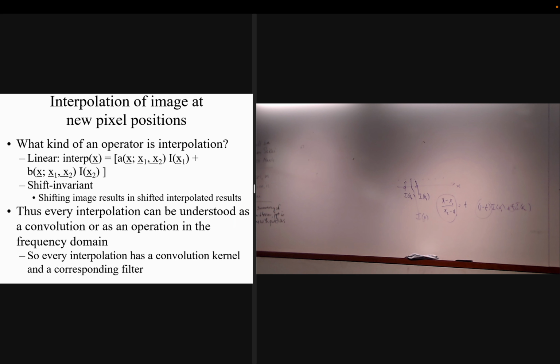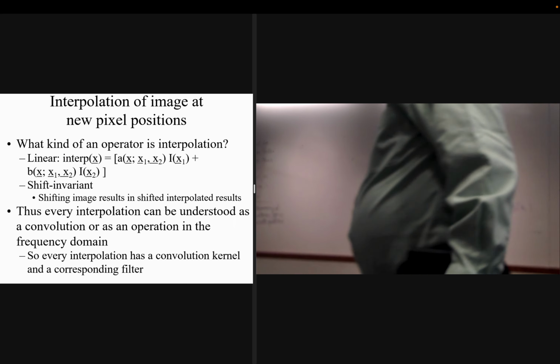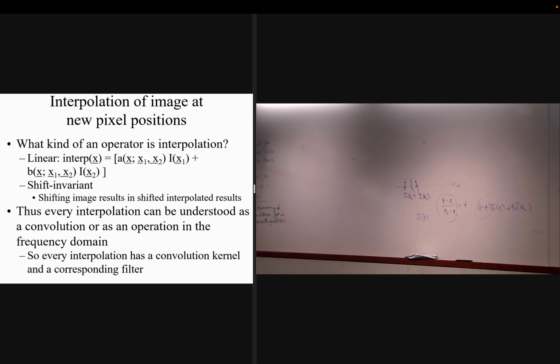Linear shift invariant operators always have the same eigenvectors. That's true. But the big thing is they always have a convolution kernel. Any linear shift invariant operator has an associated convolution kernel. And therefore, in the frequency domain, it has a transfer function.